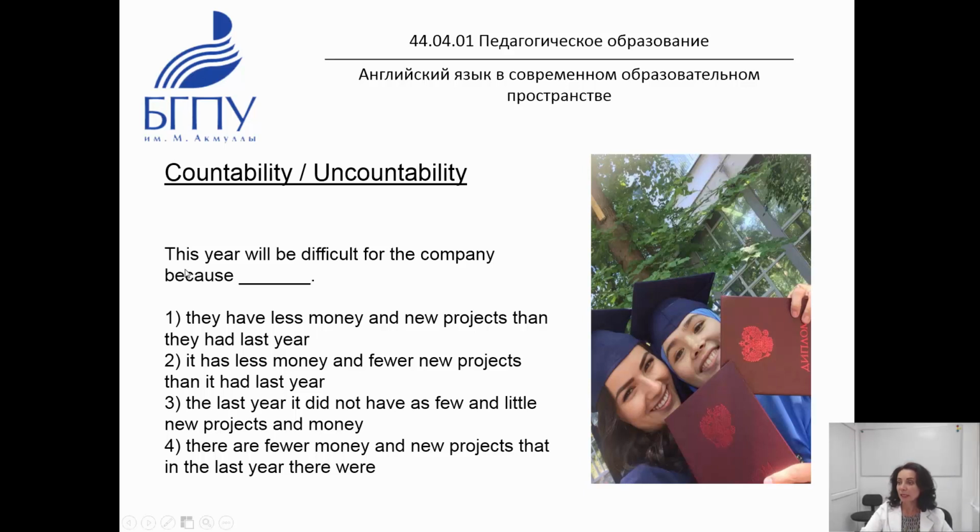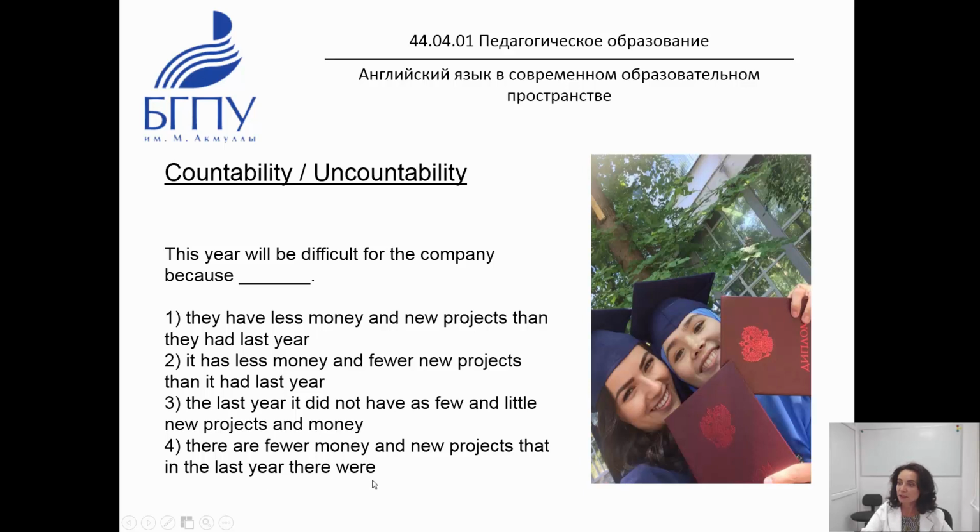So the sentence like this: this year will be difficult for the company because, and then come the options. One: They have less money and new projects than they had last year. Two: It has less money and fewer new projects than it had last year. Three: The last year it didn't have as few and little new projects and money. Four: There are fewer money and new projects than in the last year there were.